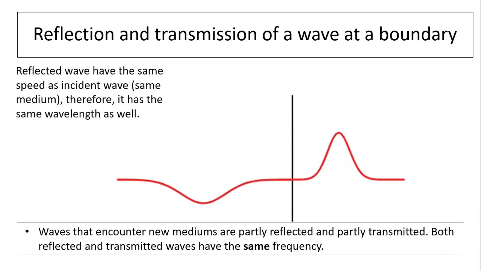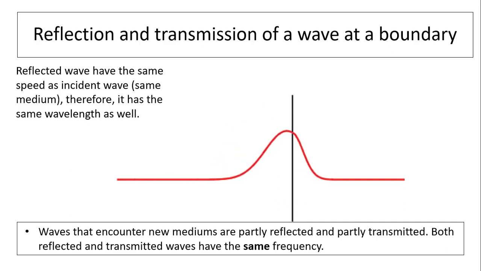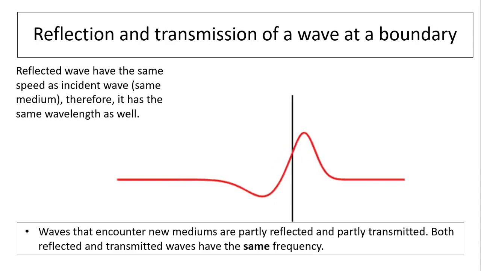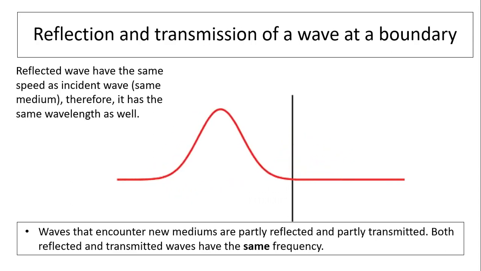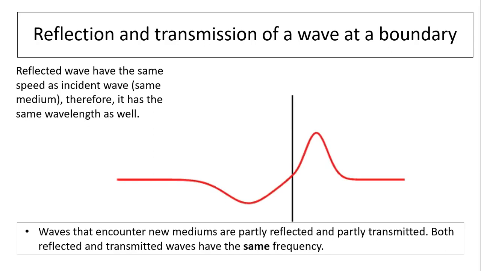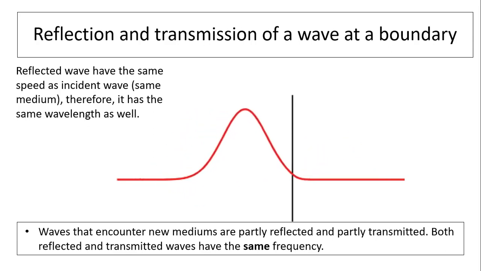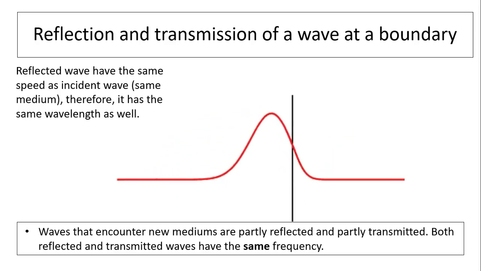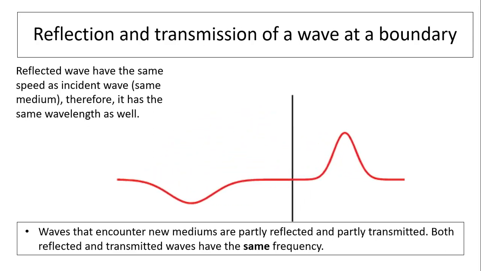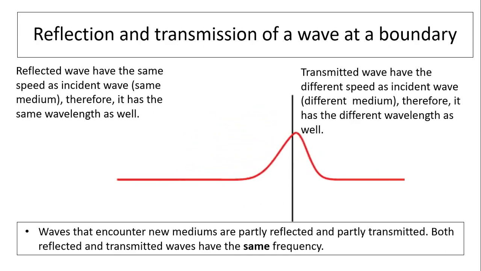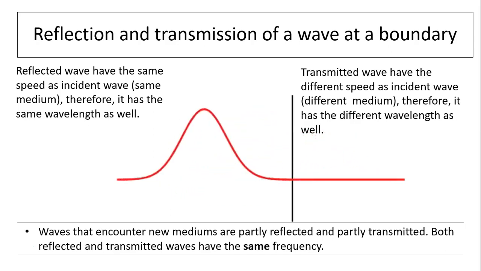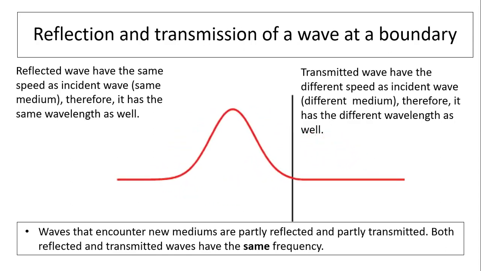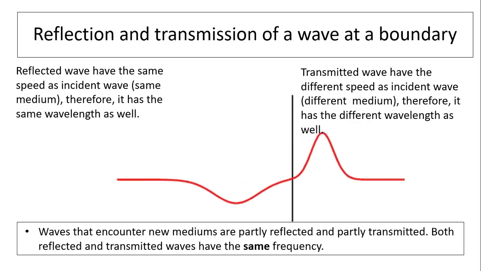The reflected wave has the same frequency and the same speed as the incident wave. That is because the reflected wave is traveling in the same medium as the incident wave. Since both frequency and speed are the same, the reflected wave must have the same wavelength. On the other hand, a transmitted wave will have a different speed from the incident wave because the two mediums are different. Therefore, its wavelength must be different as well, since frequency is the same.